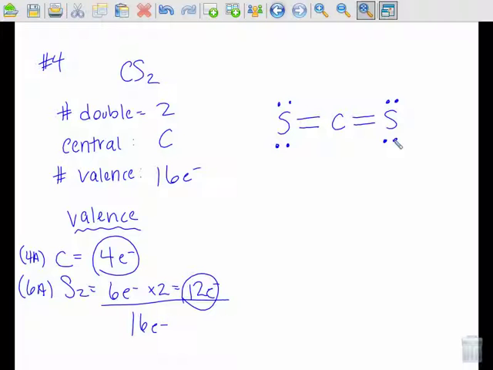Then if I count my total number of electrons, I have 2, 4, 6, 8, 10, 12, 14, 16. And we're good to go.